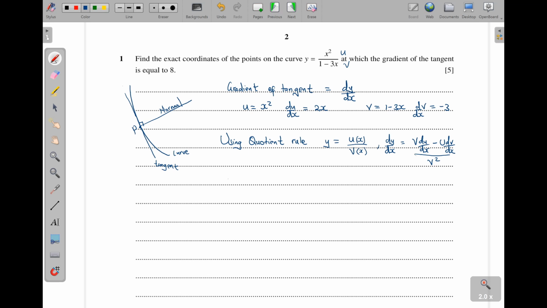Okay, so our dy dx here is going to be equal to v is 1 minus 3x, then du dx, that is 2x, then minus u, which is x squared, times dv dx, which is negative 3, then we divide by v squared, so 1 minus 3 of x, then squared. Then after this one, we shall equate it to 8, okay? Because the gradient of the tangent is equal to that dy dx.